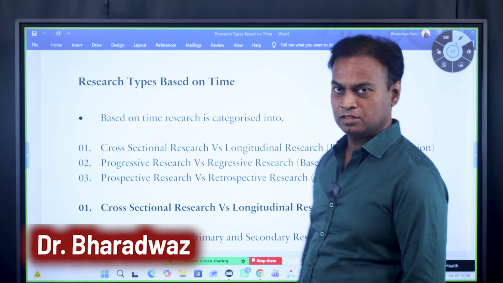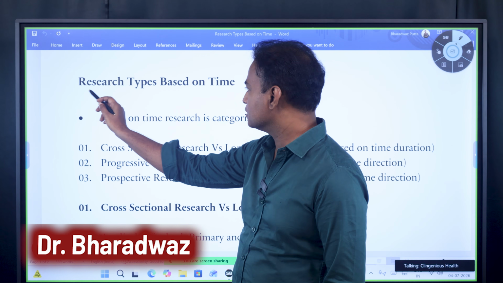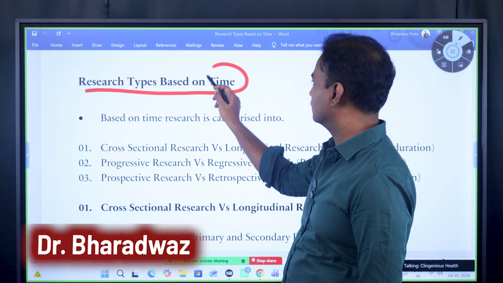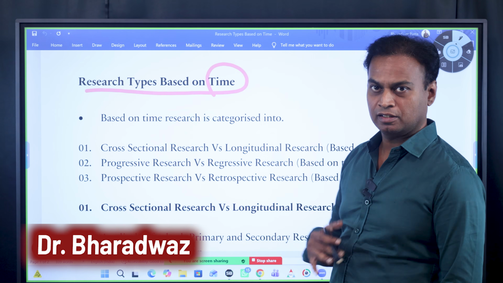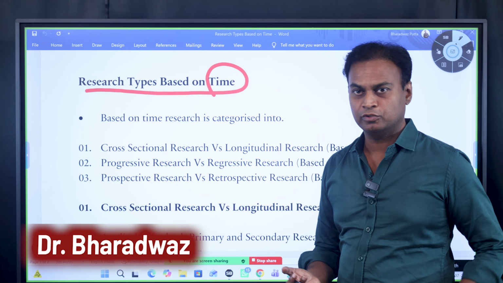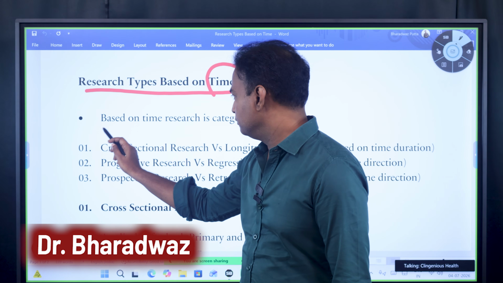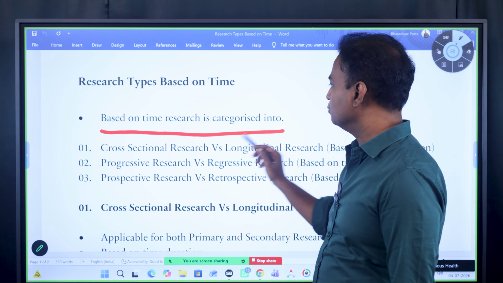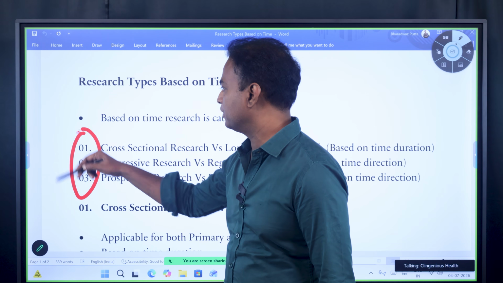Today we are going to discuss the topic of research types based on time. How can research be classified based on time? That is what we are going to discuss today. Based on time, research is categorized into three. You can see there are three varieties.